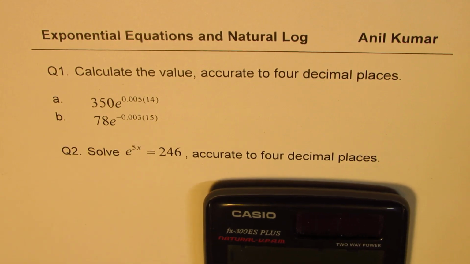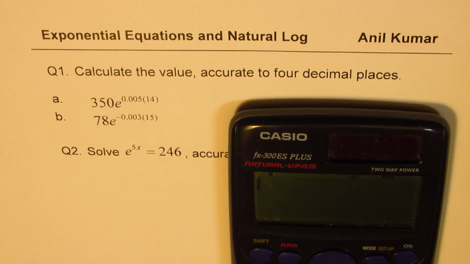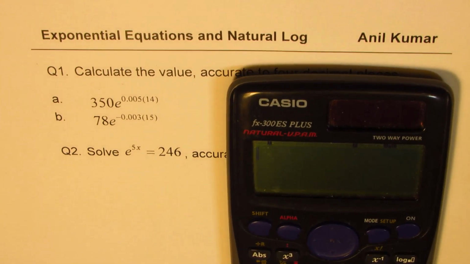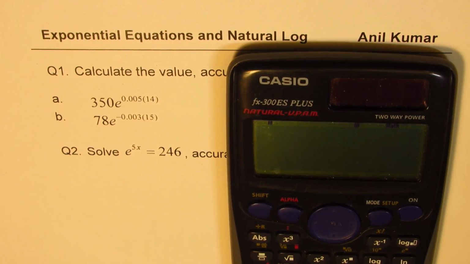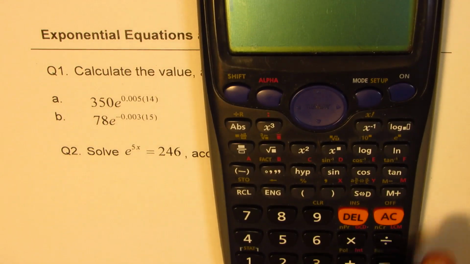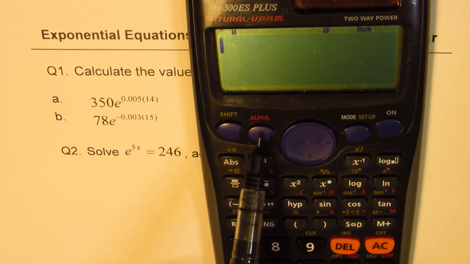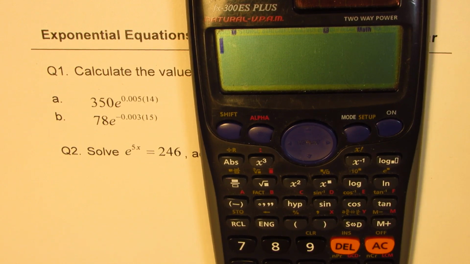So let us see how to use the exponent from a calculator. That is the major thing. In many calculators, it is hard to find where e is written. The letter e in my calculator is there in red, so I have to use this alpha button to get access to e. Since we need 4 decimal places, we need to use this value of e from the calculator.